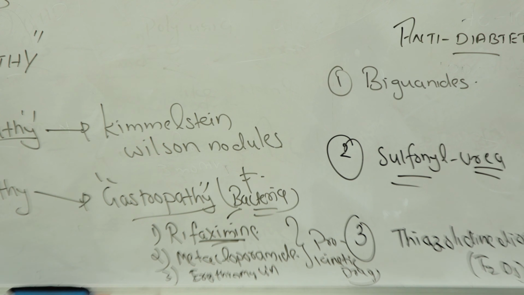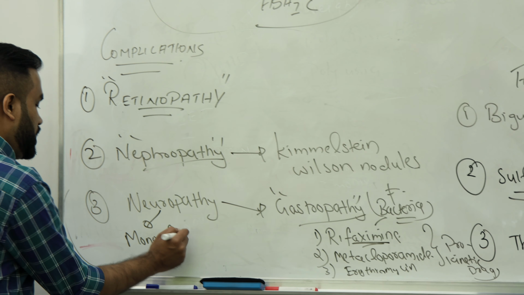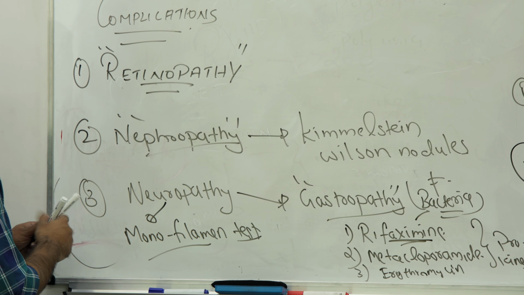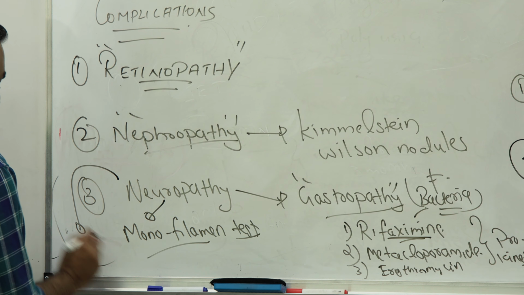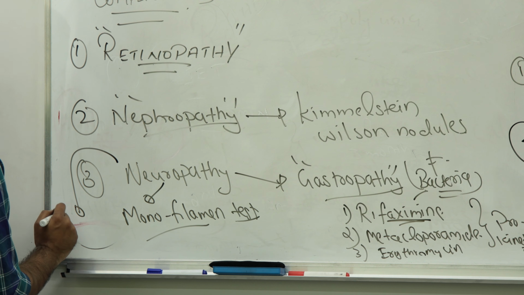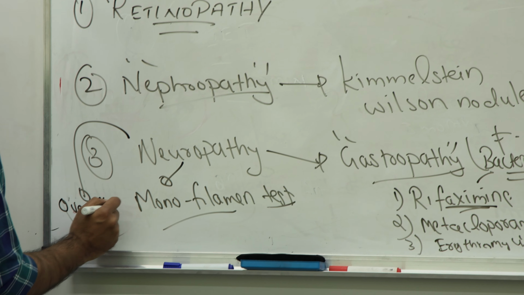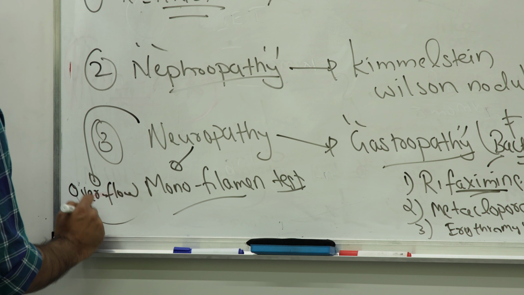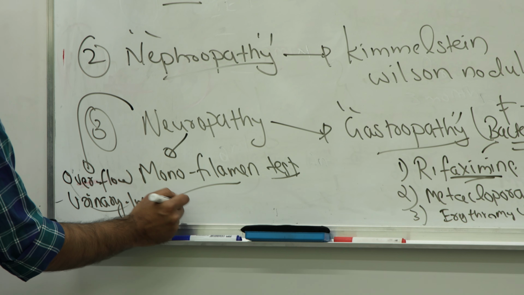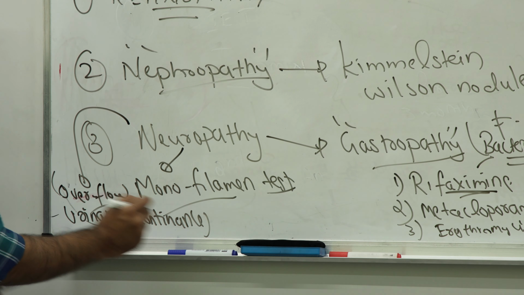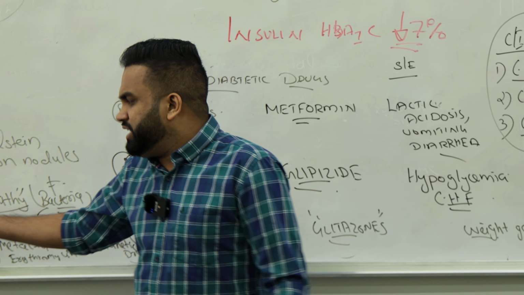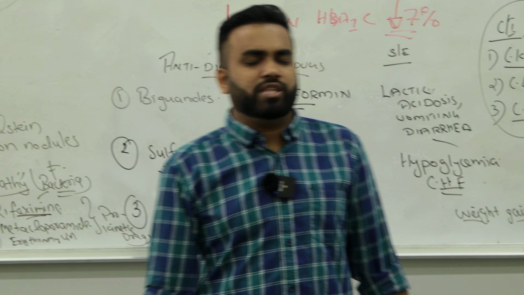For neuropathy, we do the monofilament test. Some people, because of neuropathy, will have urinary incontinence. That is called overflow urinary incontinence. The patient will have urination every time. Overflow, because the urinary bladder is supplied by the parasympathetic nerve, right? It is not working anymore. So every time in diabetes mellitus, they will have overflow urinary incontinence.